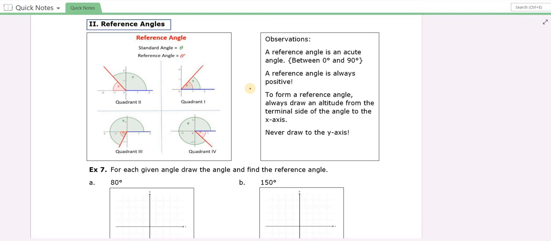Section 7.3, page 5, that was cut off from the original video. This is the reference angles.